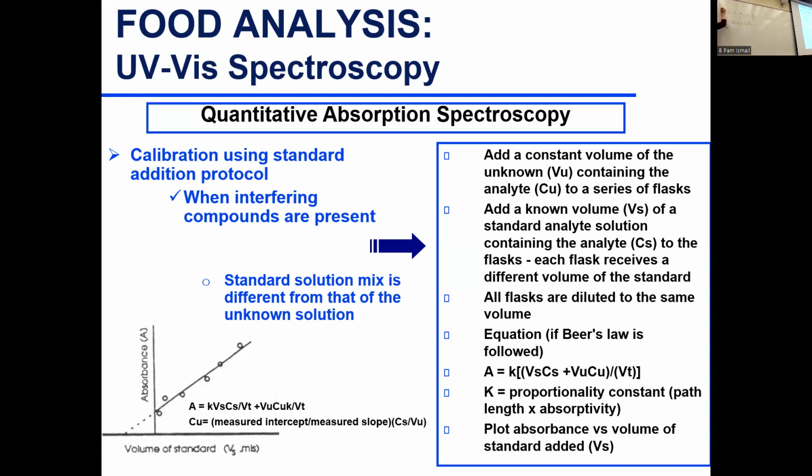And then you have a flask containing your standard with known concentration. You add a different volume to each flask. So let's say you add 5 microliter, 10 microliter, 15 microliter, 20 microliter from the same stock. And then you make up the volume, whatever it is, 50 ml. All are made up to the same total volume. V total is the same.